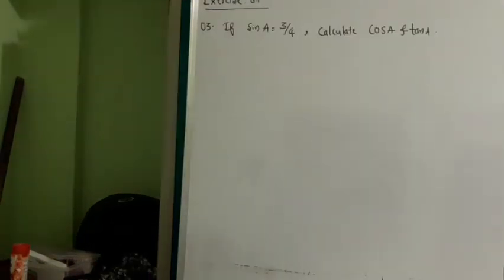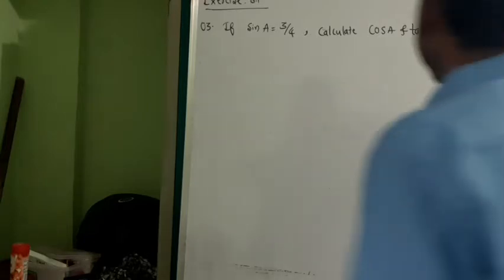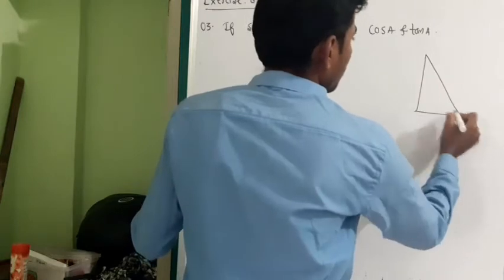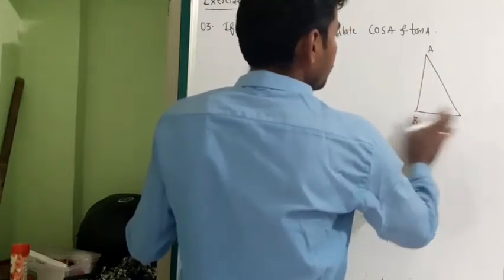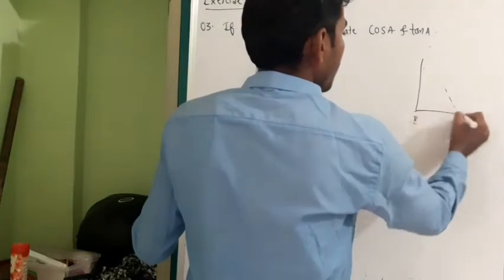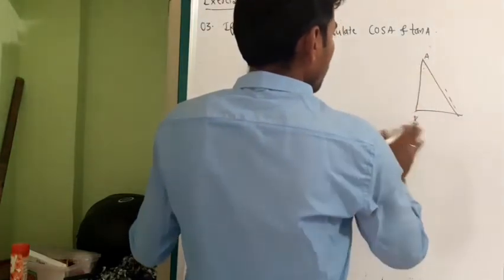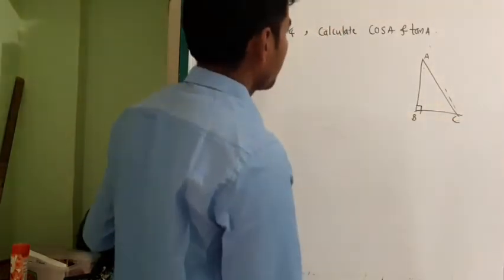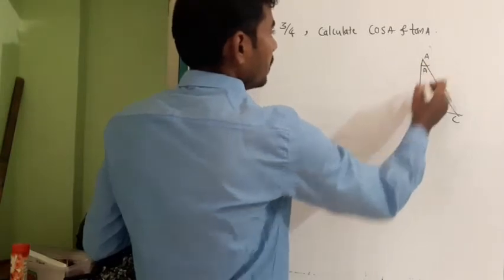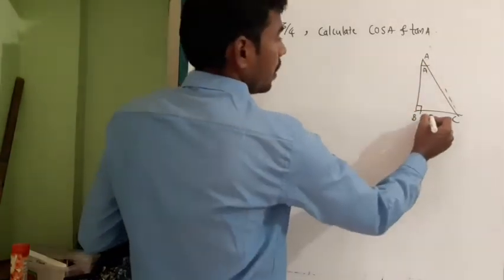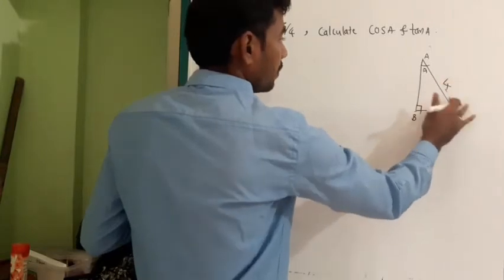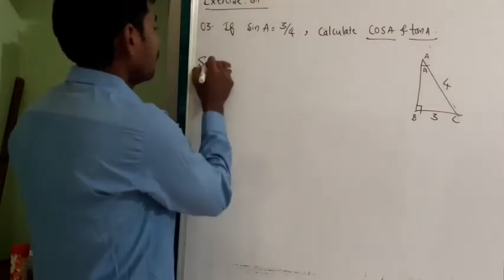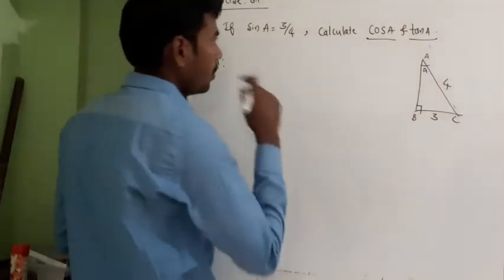So third question, if sin A is equal to 3 by 4, calculate cos A and tan A. So sin A, see, if it is a triangle ABC, with B at 90 degree, A is given, sin A is nothing but opposite, that is 3 divided by 4. What they asked us to calculate? Cos A and tan A. Now, without the diagram also you can calculate, how you can see.